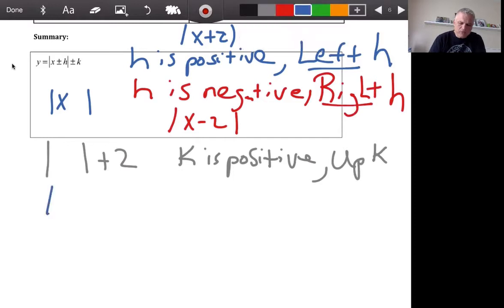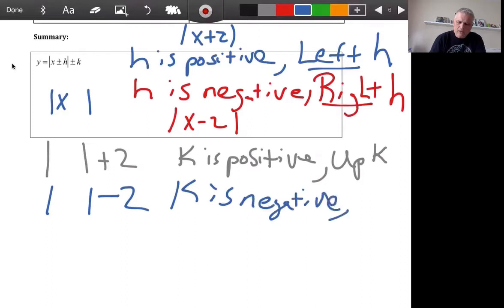If there's an absolute value bracket and then there's a minus anything, a minus k, so if k is negative, then your vertex is moving down k units. Okay, let's go to the next page, shall we?